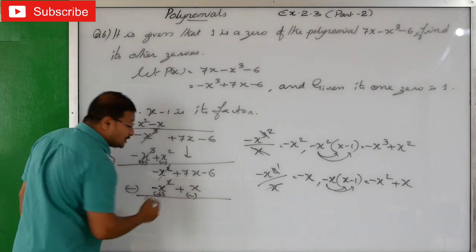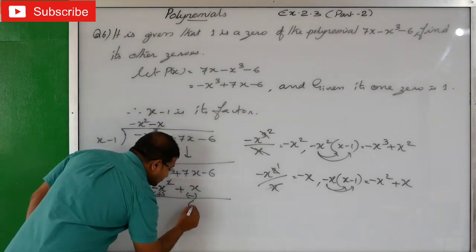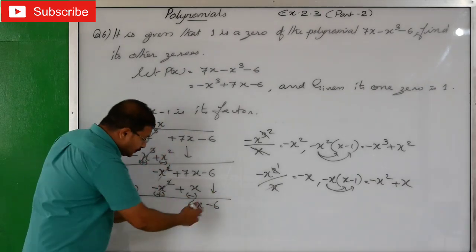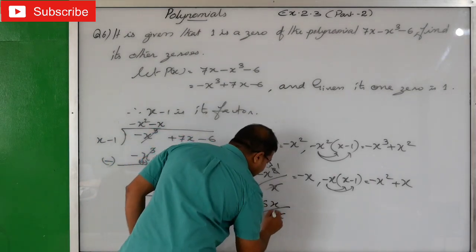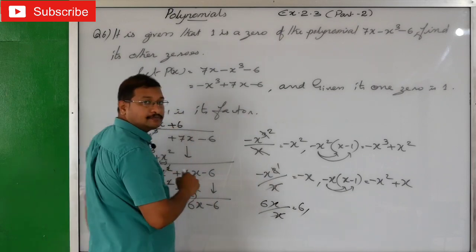Now 7x minus 1x. x means 1x. So 7x minus 1x is 6x. And this minus 6 we will bring down. So here the first term is 6x. So 6x divided by x. x will cancel, we'll get only 6. So we'll write plus 6.